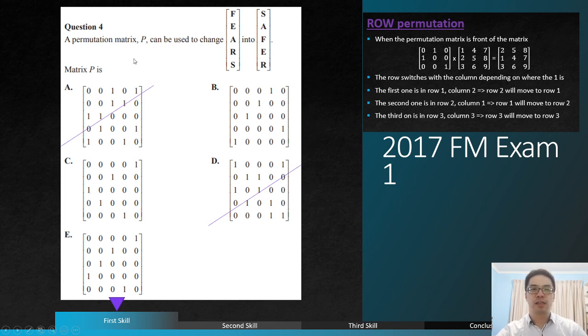So just to go through that again, have a look at this sentence very carefully. The first one is in row 1, column 2. So the 1 is in row 1, column 2, which means row 2 will move to row 1. So if we do this backwards, the F has moved from row 1 to row 3. So there's a 1 here and a 3 here. So that means when we switch it back, the 1 will be in row 3, column 1, which is that answer there. That one's a bit difficult, but have a look. The row permutation instructions are there.